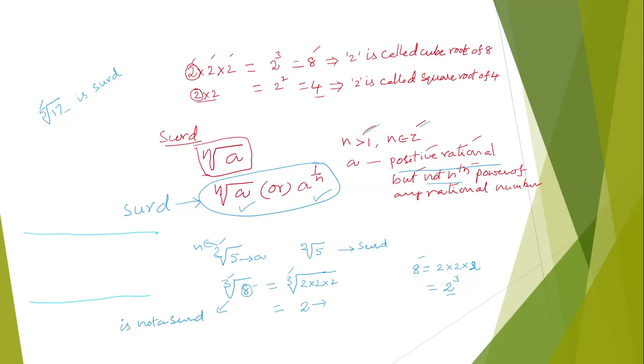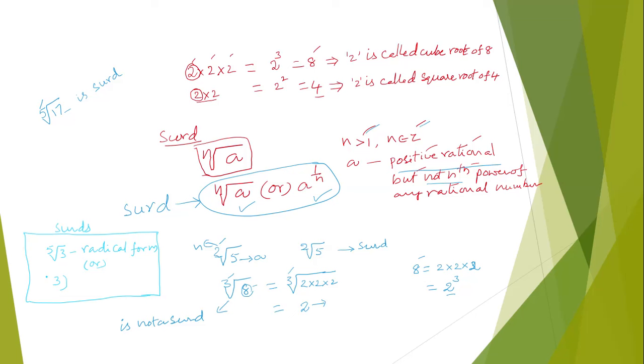Surds may be expressed in two forms. For example, here I have written the fifth root of 3. This is called the radical form of the surds. The surds are expressed in two forms. Here one example is given, the fifth root of 3. That is the radical form. This may be written like this.